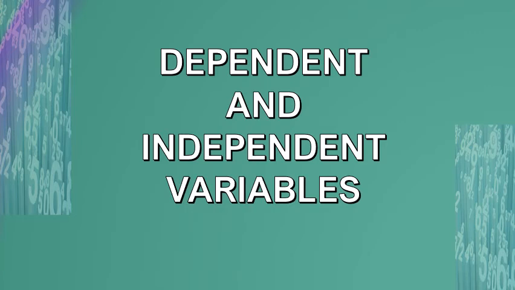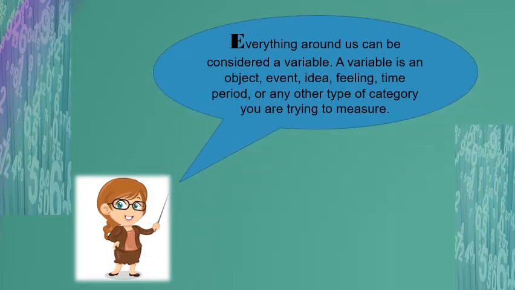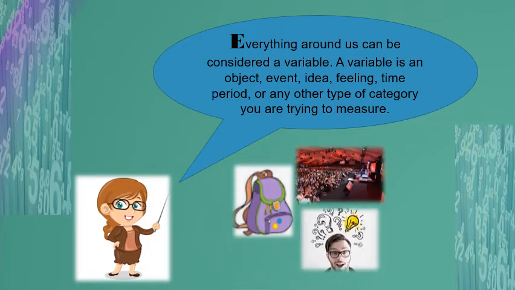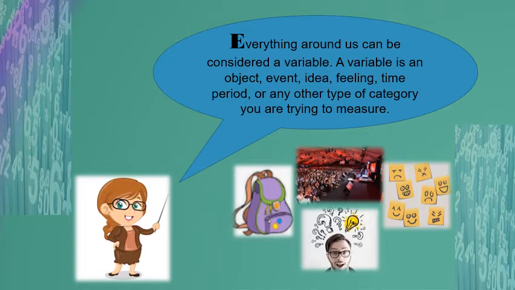Dependent and independent variables. Everything around us can be considered variable. A variable is an object, event, idea, a feeling, time, period, or any type of category you are trying to measure.